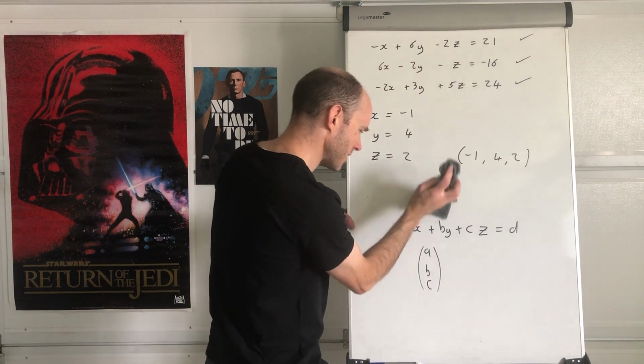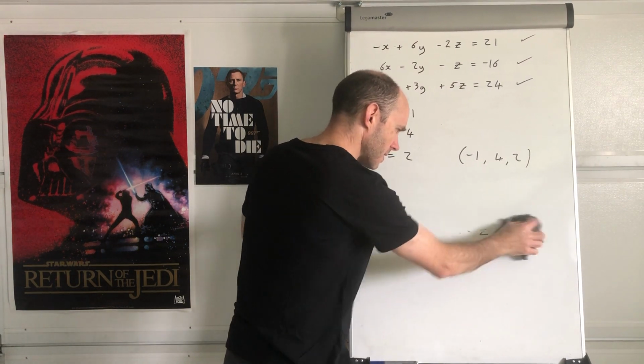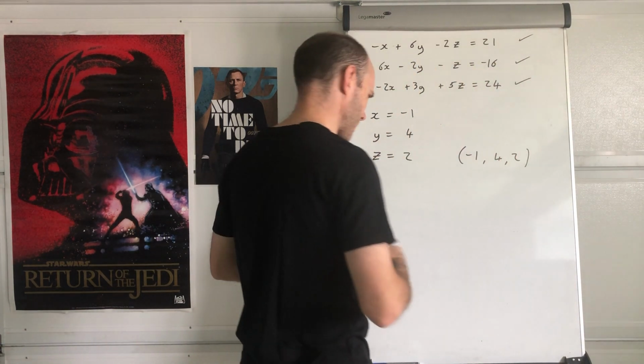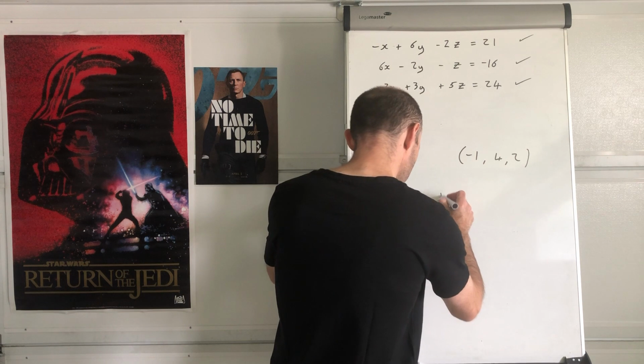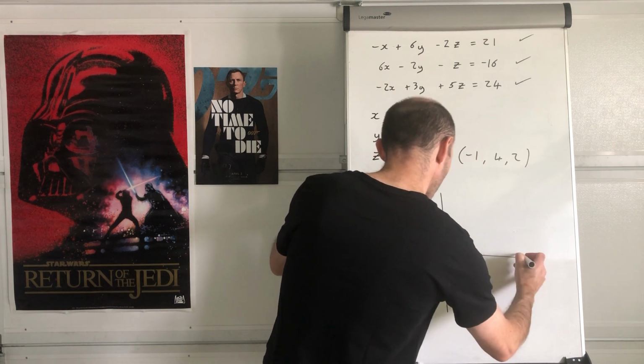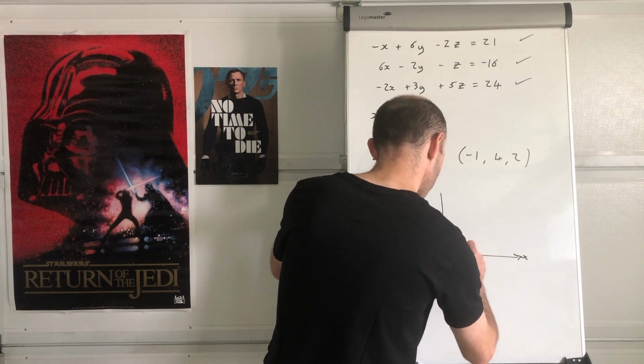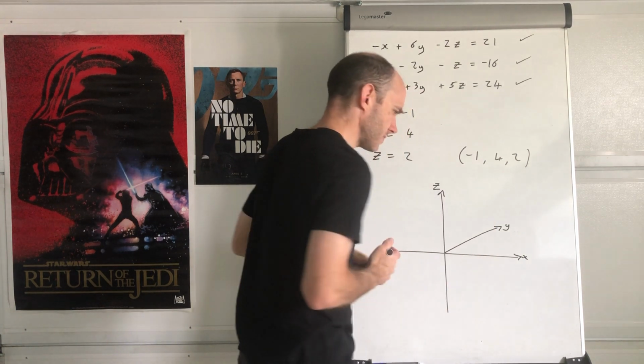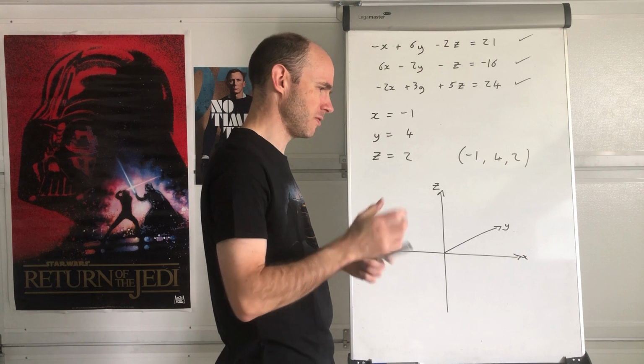It's quite difficult to visualise a plane in your head, but what I always do is I think about the 3D coordinate axes, which look like this. Here we have the x-axis. Here we have the y-axis. Here we have the z-axis. That's the best I can do for you at the moment.